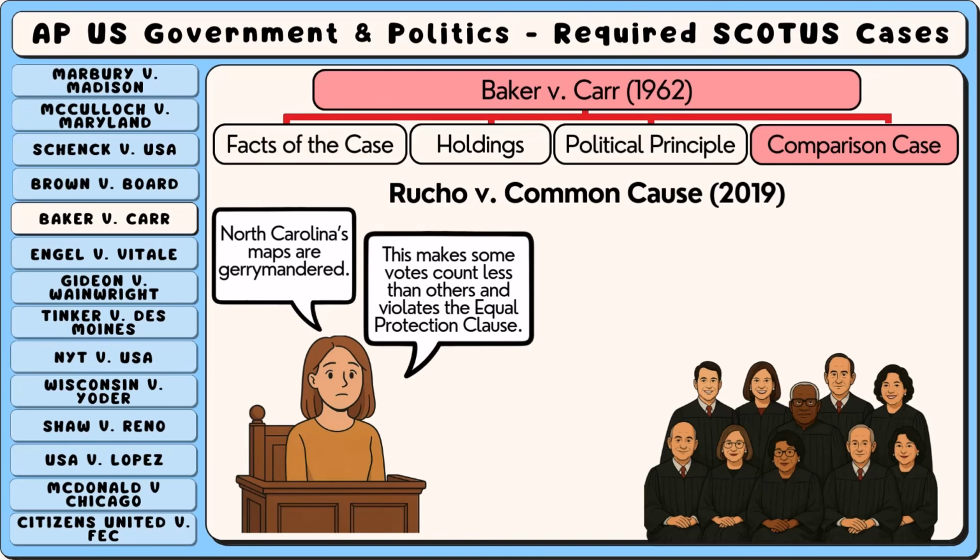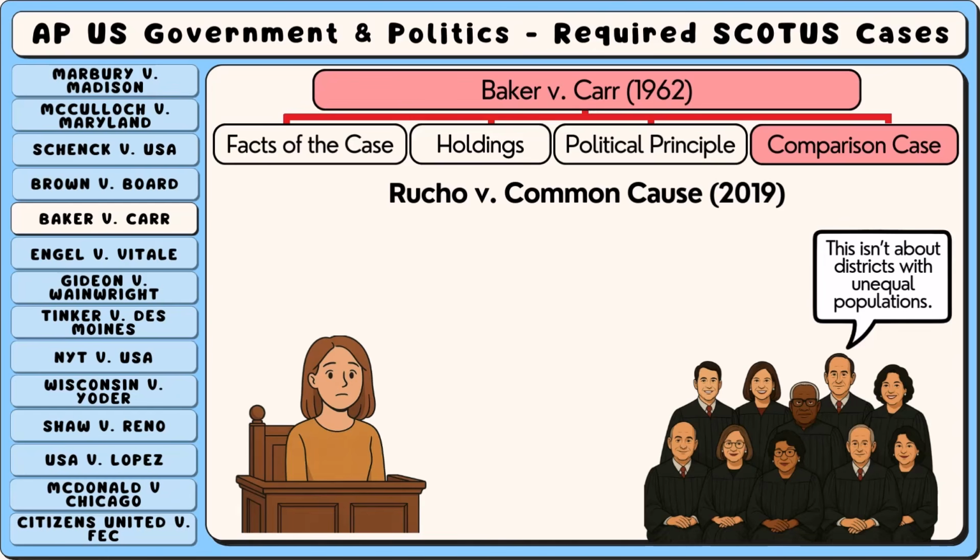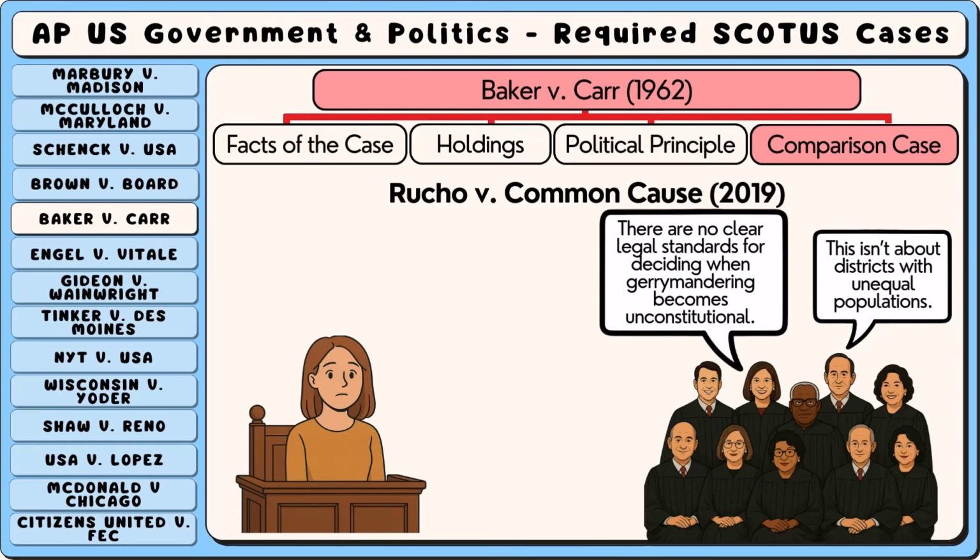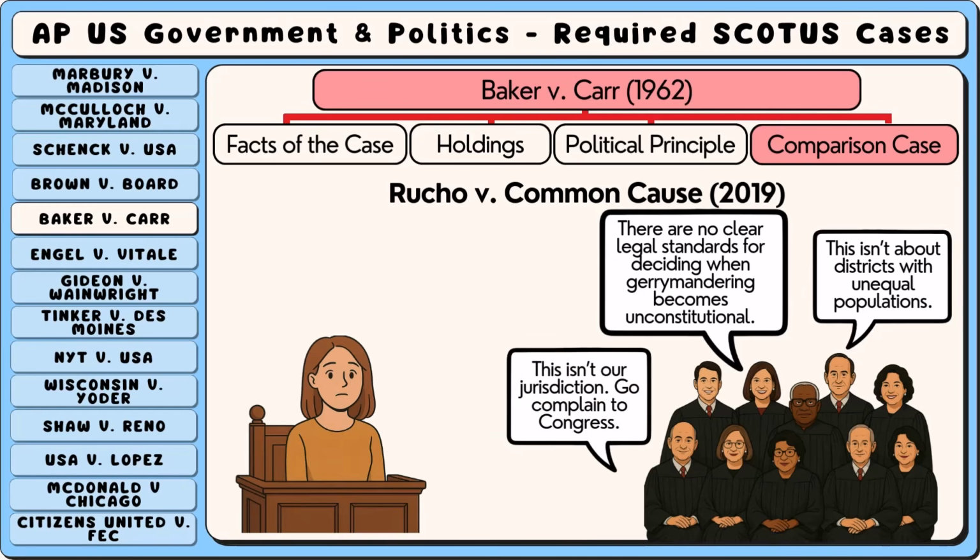They said this extreme partisan gerrymander made some votes count less than others and violated the Constitution. But the Supreme Court said that, unlike cases about districts with unequal populations, there were no clear legal standards for deciding when partisanship becomes unconstitutional. Because of this, the court ruled that federal judges cannot hear partisan gerrymandering cases at all, and said the issue must be handled by states and Congress.